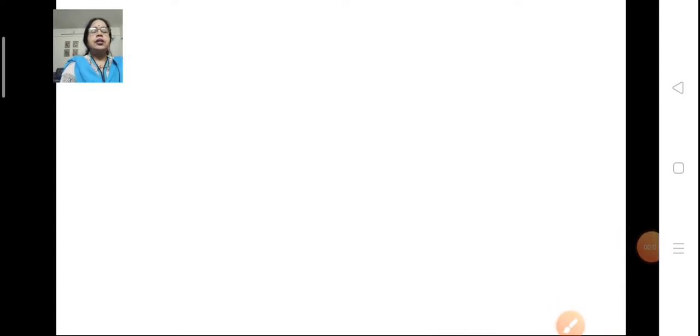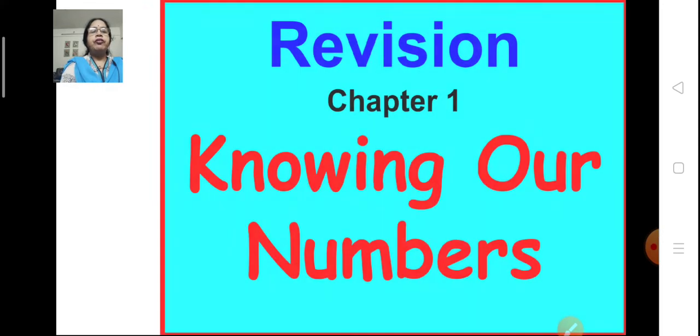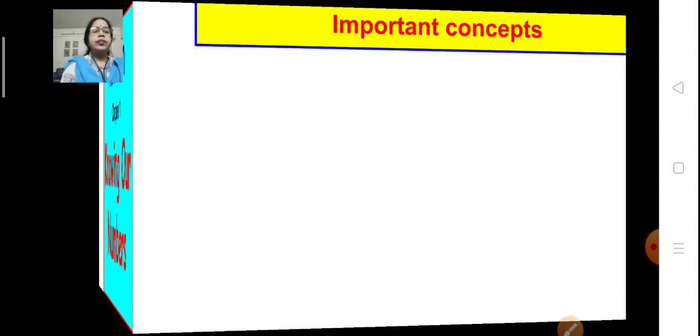In today's session, we are going to do the revision of chapter 1, knowing our numbers. This chapter is included in the first periodic test. Let's see what are the main concepts that we are going to revise today.